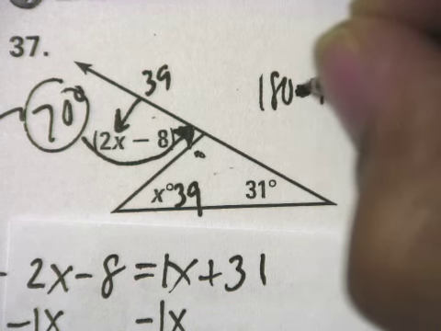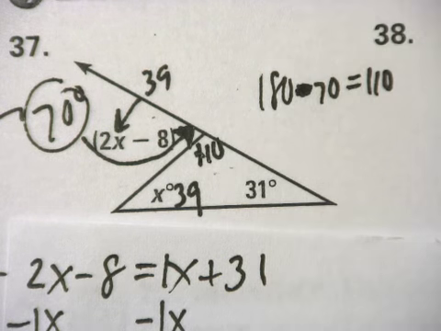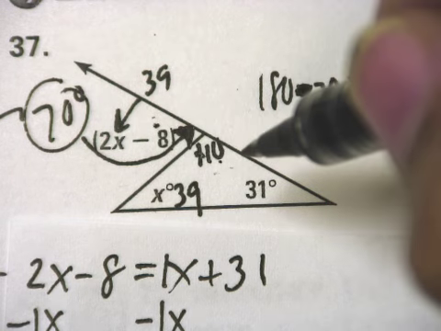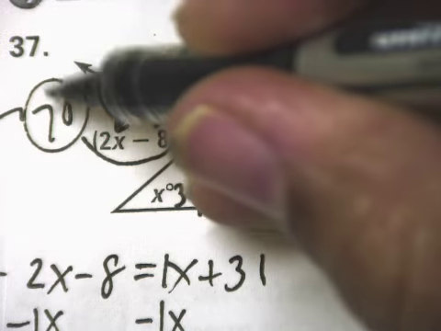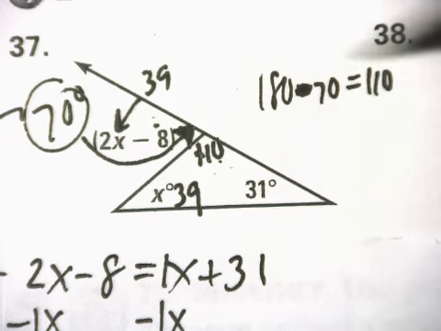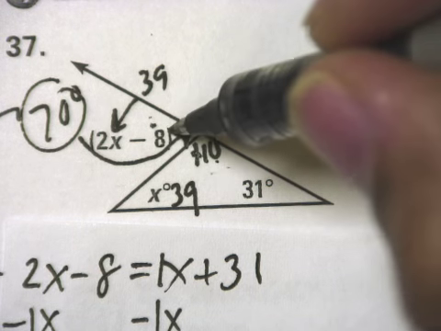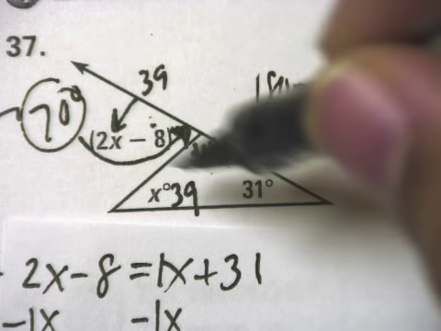But let's take a little deeper look. Let's add these two together, which is 39 plus 31, is 70. 180 minus 70 is equal to what? 110. So this angle right here is 110. So right, these angles are a linear pair, equal to 180. So that's why it makes sense that these two angles out here are equal to the same thing as the exterior angle.